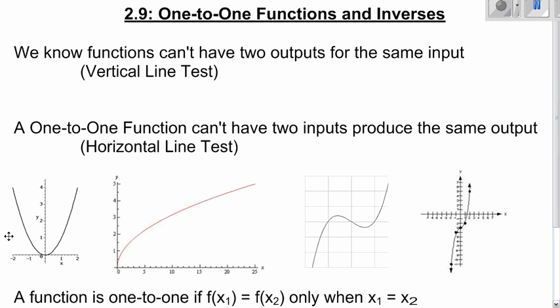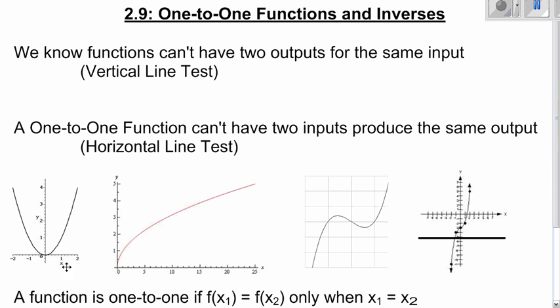So parabolas are not one-to-one functions. This, which appears to be a square root function, is one-to-one. A cubic with well-defined humps here is not one-to-one, but just a regular cubic can be one-to-one.